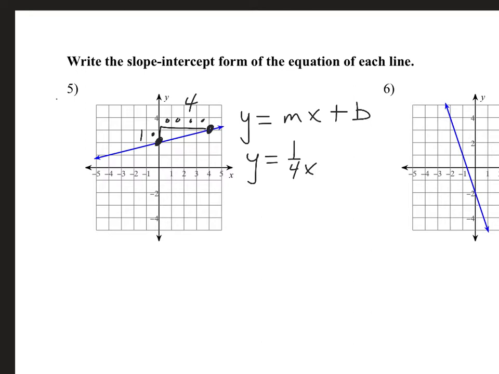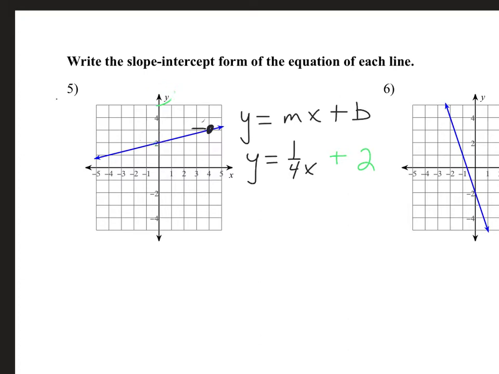Now for the y-intercept, and remember the y-intercept is just wherever the graph is hitting the y-axis. This one is hitting right here at +2. So the full slope-intercept form of the equation is y equals 1/4 x plus 2.